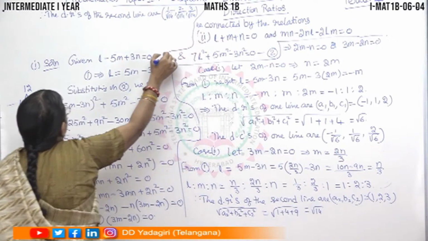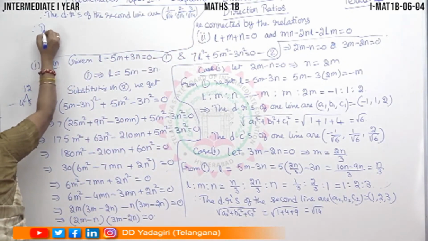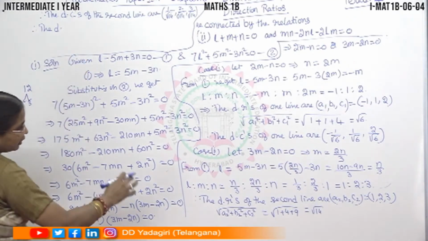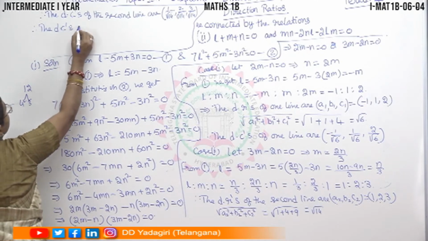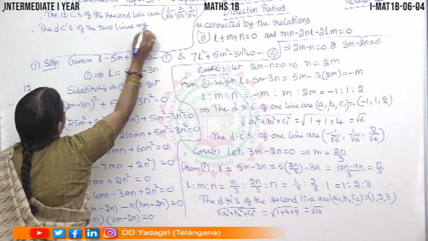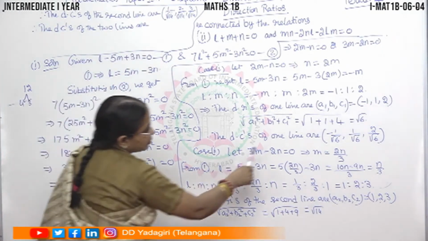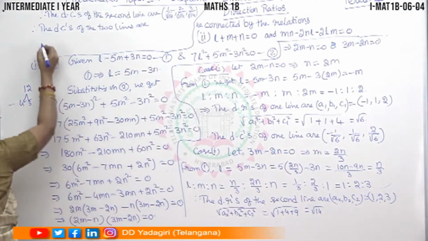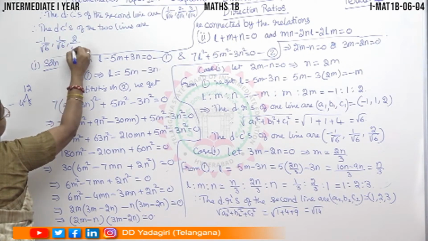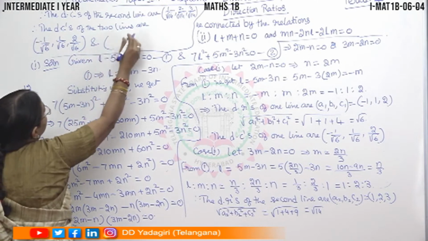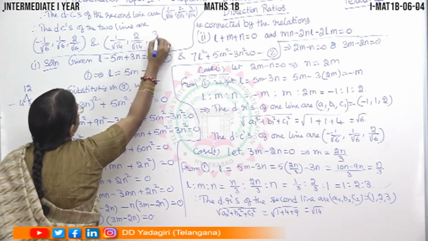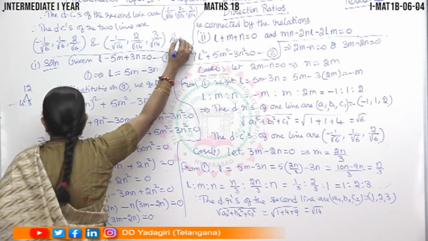So finally you should write now. Therefore the direction cosines of the two lines are: the direction cosines of the first line are minus 1 by root 6, 1 by root 6, 2 by root 6. And the second line, 1 by root 14, 2 by root 14, 3 by root 14. So this is your answer.